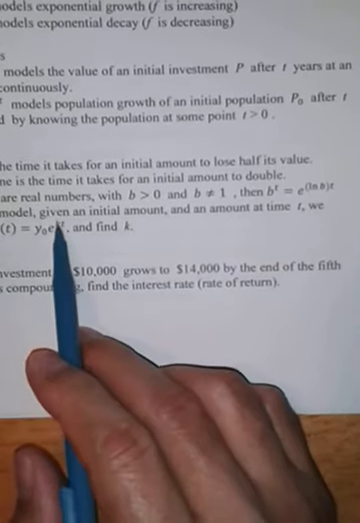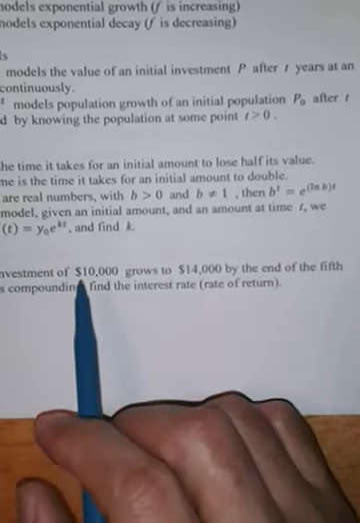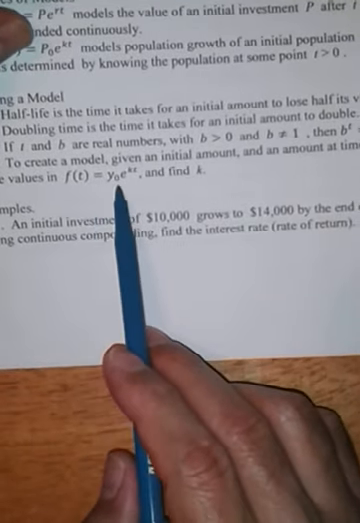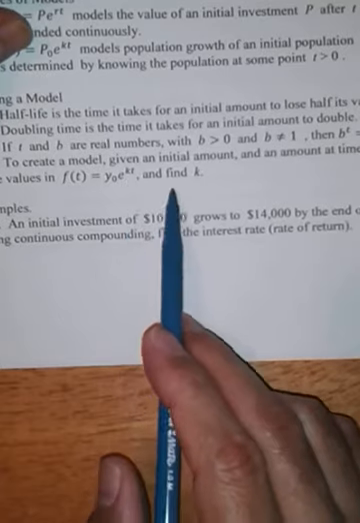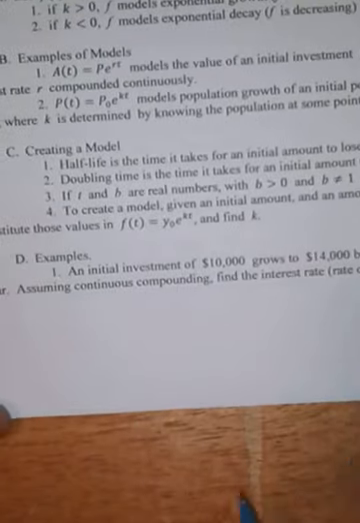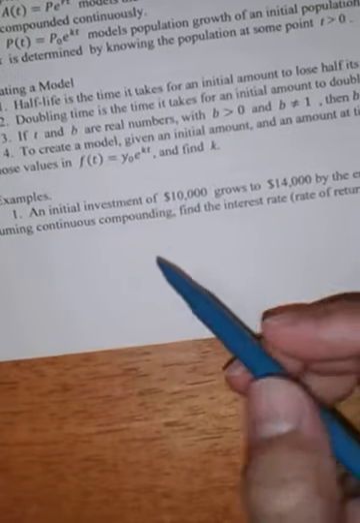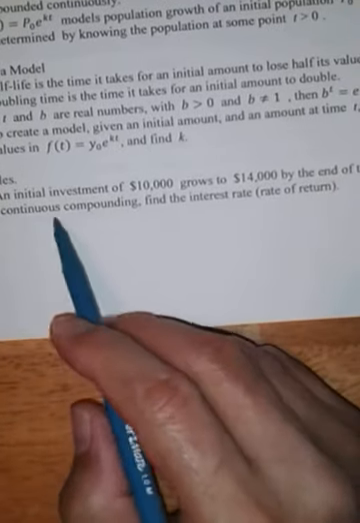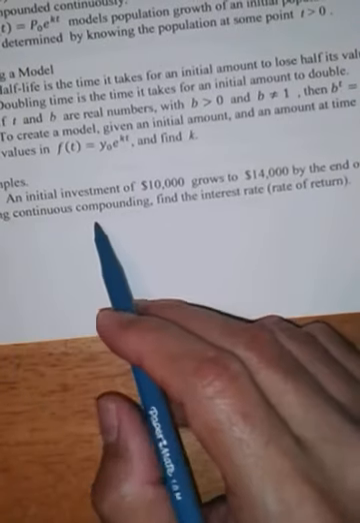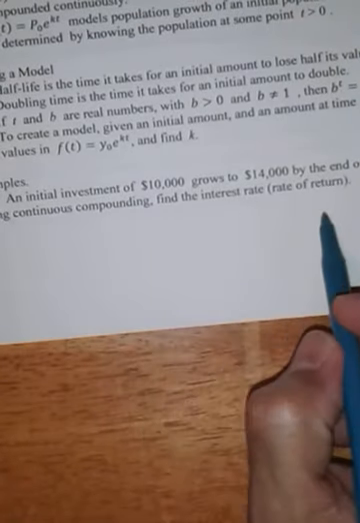Number 4, to create a model, given an initial amount and amount at time t, we substitute those values in the function f of t equals y naught e to the kt and find k, and that will give us a model. All right, let's look at letter D, some examples. Number 1, an initial investment of 10,000 grows to 14,000 by the end of the 5th year. Assuming continuous compounding, find the interest rate.